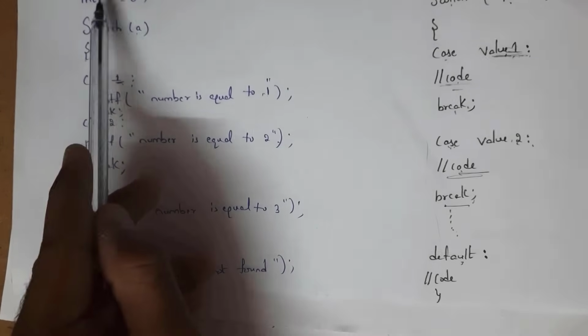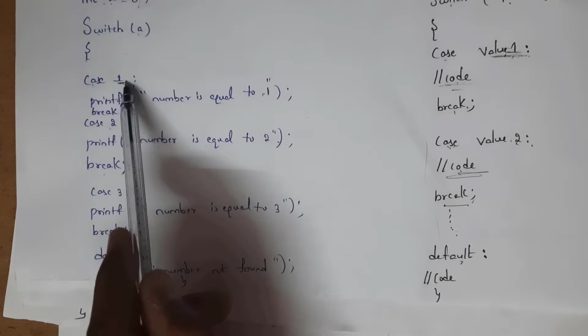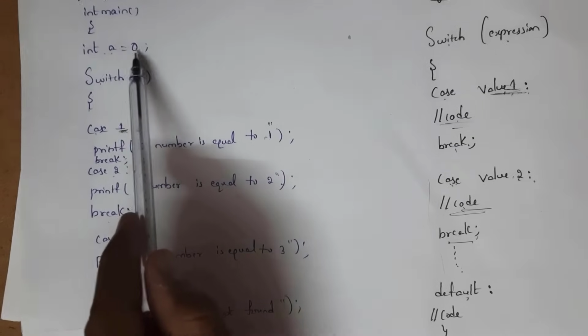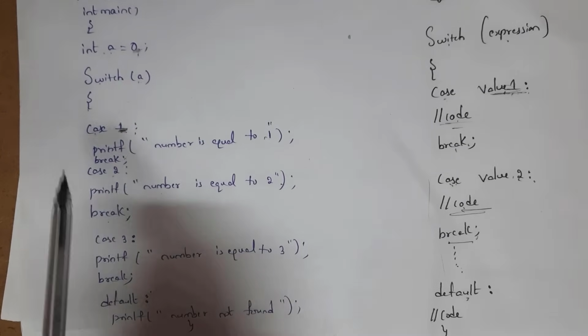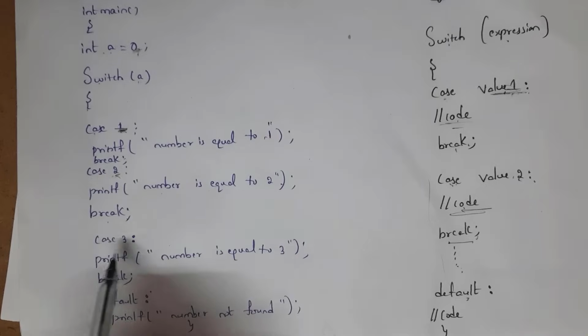Here I given value of a as 0. So it will compare this with this case value. Now we need to compare this value with case value, that is 1, 2 and 3.